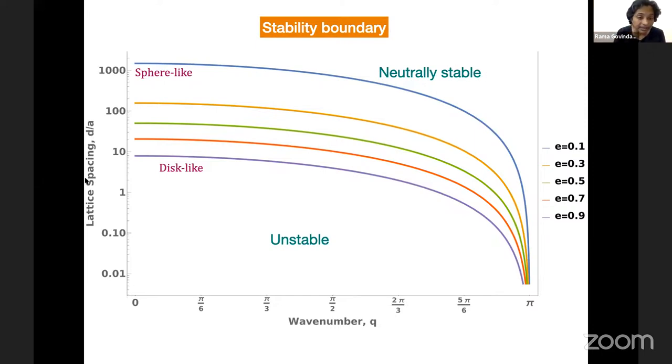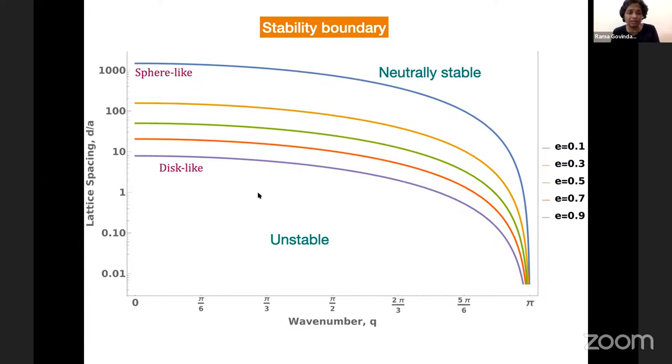So the point is this. We draw this for different eccentricities. This line is for more of a disc, a pretty flat oblate spheroid. And this is more like a sphere-like object. And you can see that it's always unstable the more sphere-like it becomes. And for a perfect sphere, this line is just vertical. So it's always unstable. And you can see that this is a log scale.